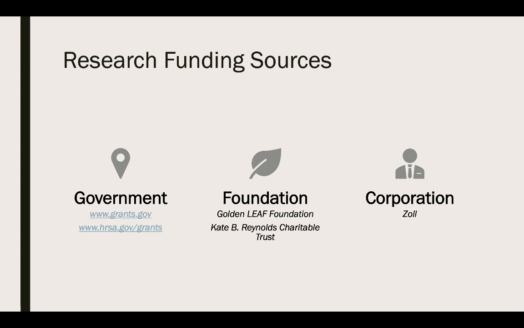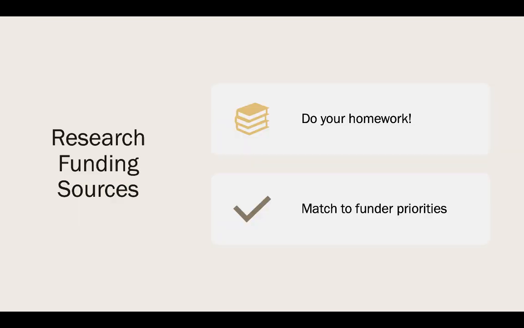So a few different pathways for finding your grants. They come through government agencies, foundations, or corporations. Now, as you're researching your potential funders, please do your homework. Don't pick one because it's at the top of the web page, let's say the Kate B. Reynolds Charitable Trust, and just go with it. We really need to match our program, our project, with the funders' priorities.